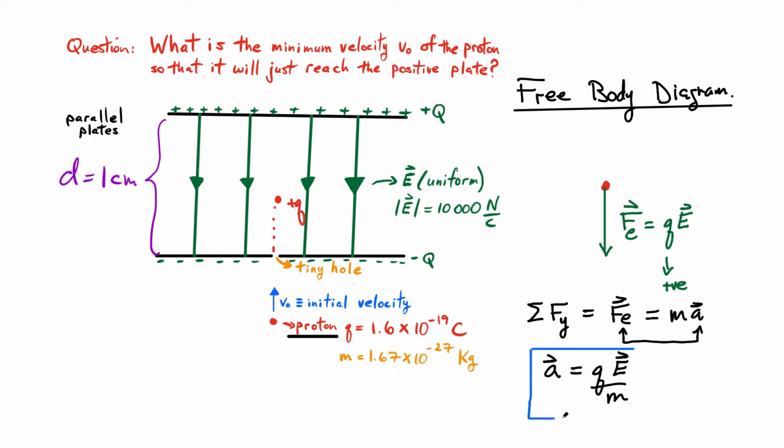Now, we can actually get a number for acceleration here. And the key point is that it's going to be in the same direction as the electric field, because the charge is positive and mass is always positive. So really the direction of the acceleration here is in the down direction.